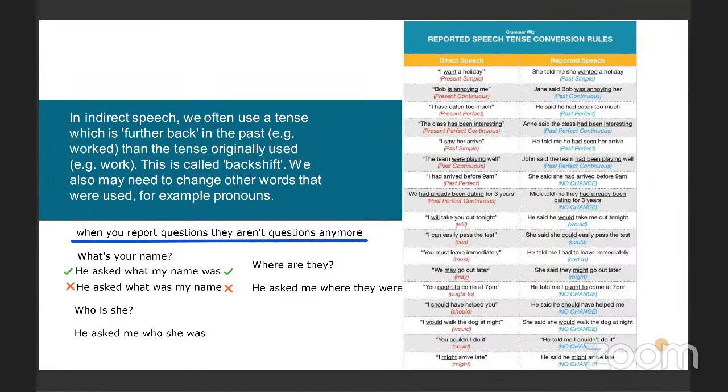¿Cómo quedaría entonces, teacher? Así como lo dejé en el chat, he asked me how old I was.